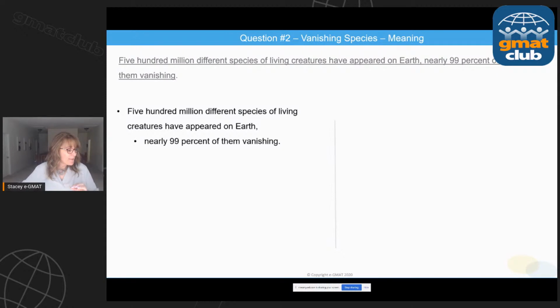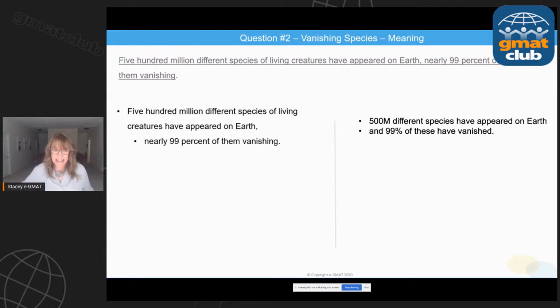So this one was a little harder for you guys. We only had about a 44% accuracy rate on this one. This one has some real life applications, so I definitely want to make sure you understand some of the subtle differences here. We know right away we can extract some of the key aspects: 500 million different species have appeared on Earth, and 99% of these have vanished.